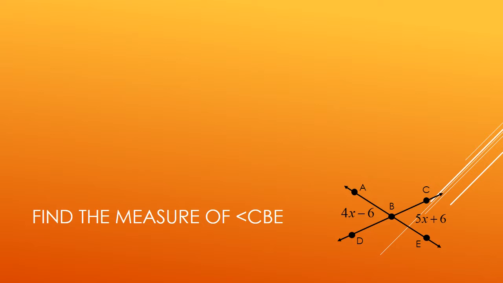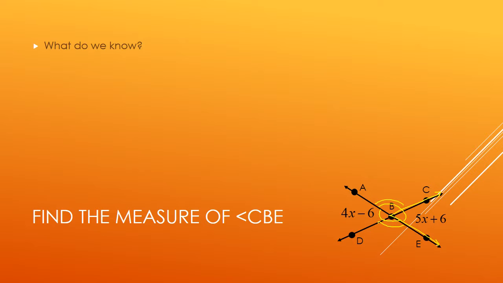All right, so now it says find the measure of CBE. Okay, so we've got to look at our picture, and CBE is this angle right here. Very similar to our other problems. We have to solve for x and then substitute that value back in to find the measure of the angle. So you always ask yourself when you're looking at this diagram, what do I know? In this case, I know that these two angles are vertical angles. These two angles are also vertical angles, but I don't really care about them.